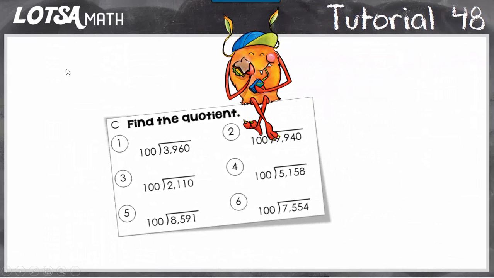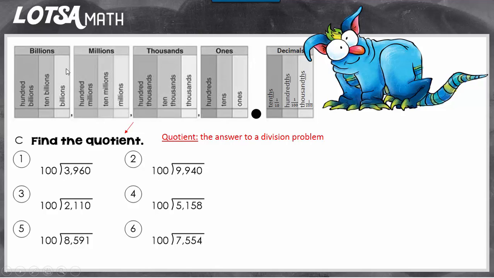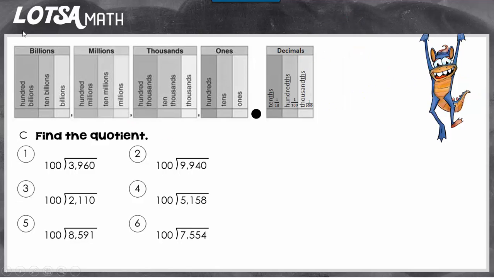For these questions, we're going to find the quotient. And remember, a quotient is just the answer to a division problem. And all of these division problems we're going to be looking at have a divisor of 100. We haven't really learned how to divide big numbers like this, but for these types of problems, you don't need to know that, because if you understand our place value system, you can do this really easily without doing any steps of division. So let's look at how this works.